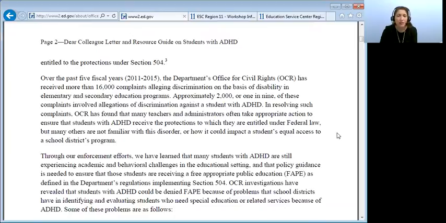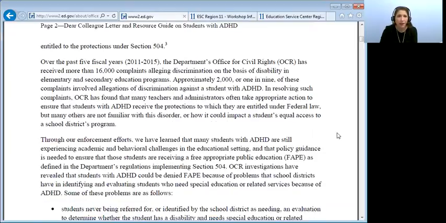The reason this letter was created, as they state here, is they've collected data for the last 5 years. So from 2011 to 2015, the Office for Civil Rights received more than 16,000 complaints alleging discrimination on the basis of disability in elementary and secondary education programs. And approximately 2,000, or 1 in 9, of these complaints involved allegations of discrimination against a student with ADHD.